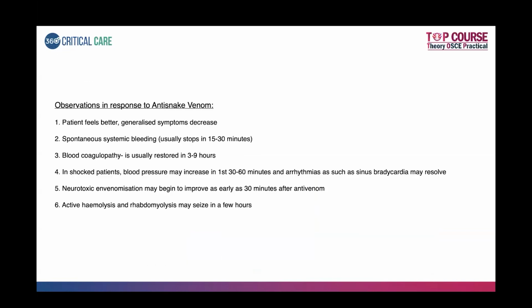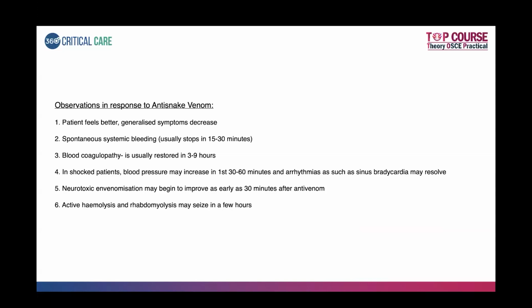So the observations that you need to see in response to anti-snake venom is that the patient gets symptomatically better. There will be spontaneous resolution of bleeding. The coagulation parameters usually normalize. In shock patients, the BP starts to improve. In neurotoxic envenomations, because of postsynaptic involvement, usually they start to improve as early as 30 minutes. And active hemolysis and rhabdomyolysis may cease in a few hours. So these are the features that you usually see.